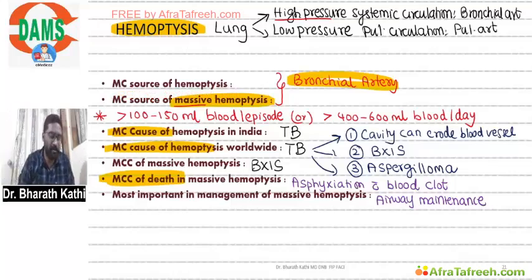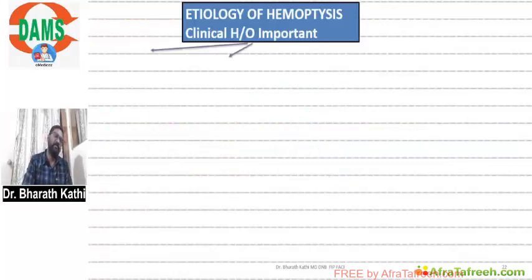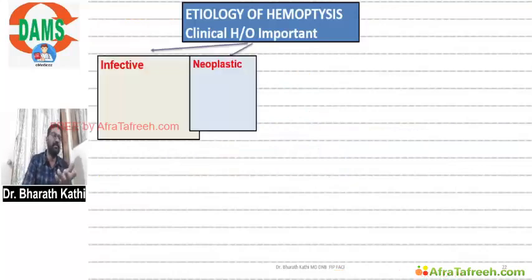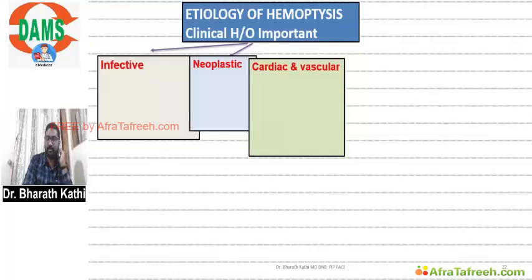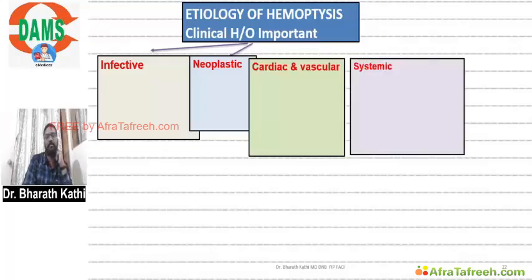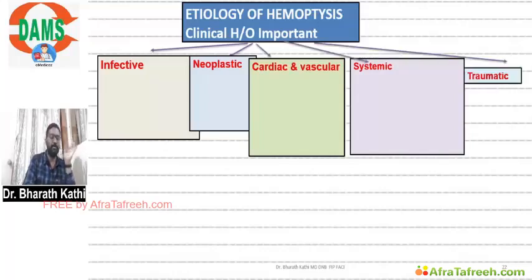non-pulmonary causes of hemoptysis? So he'll just ask you, what are the non-pulmonary or what are the non-respiratory causes of hemoptysis? So for that you should know the etiology of hemoptysis. So etiology of hemoptysis, mostly infective, neoplastic, cardiovascular, systemic causes and traumatic causes. So trauma, everybody knows. So damage to lung or damage to some blood vessel.